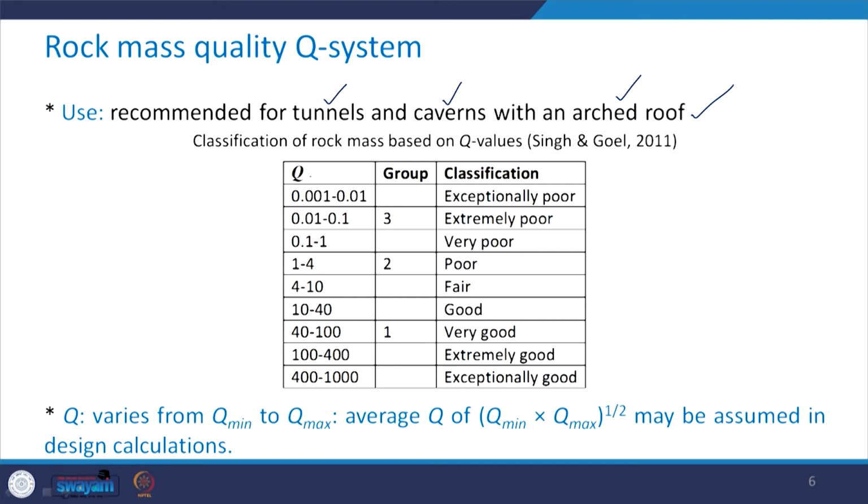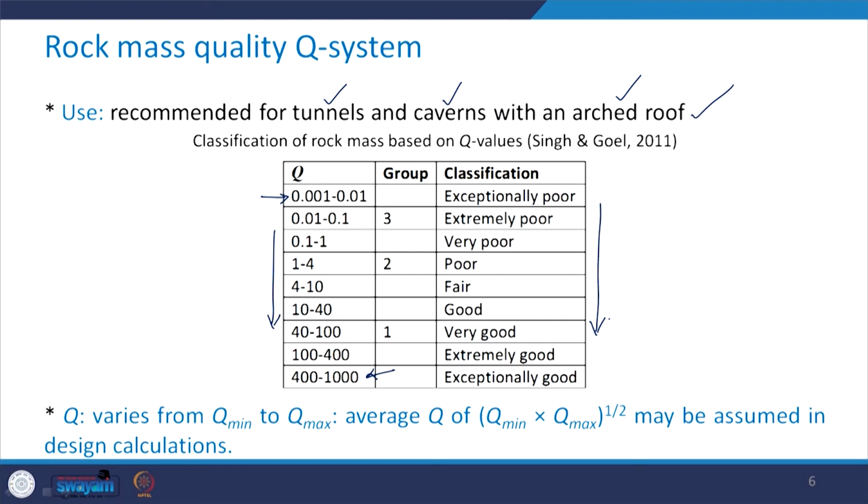Q is varying from 0.001 and it goes as high as 1000. As the value of Q increases, the quality of the rock mass also increases, or it gets better.